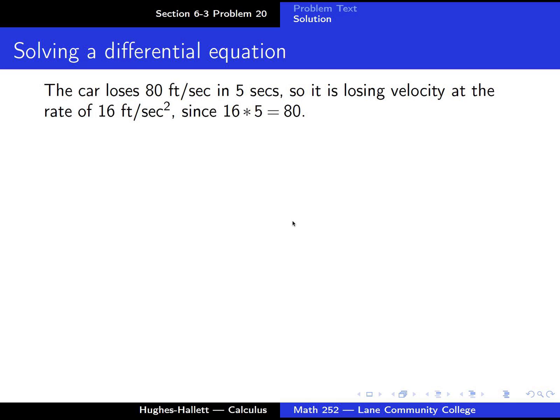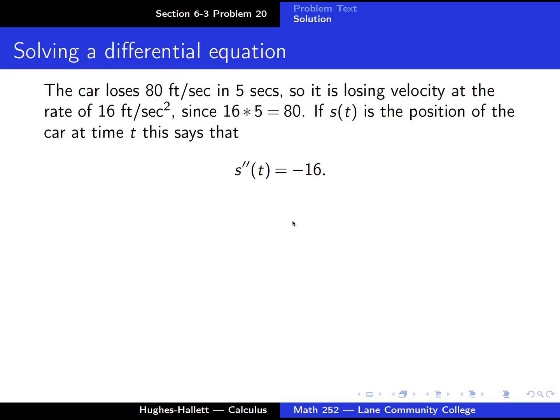So that tells us that if we write s of t for the position function, and I'm going to count s at 0 when we first start hitting the brakes, that's going to be the 0 position of my position function. So I'm going to start measuring distance from where I first put my foot on the brakes. Or to say it another way, I'm saying s of 0 is 0. So if s of t is the position function, we just said that its second derivative, which is acceleration, is negative 16. Why does it have to be negative 16? Because we know we're losing velocity. In other words, the acceleration is acting to slow the car down, not speed it up.